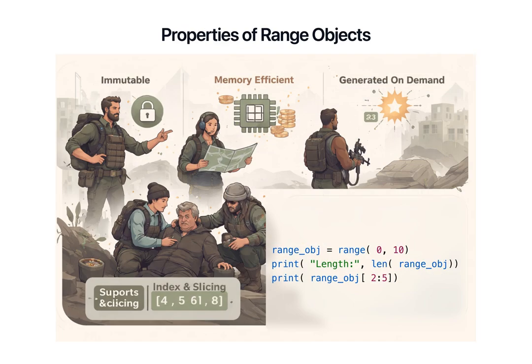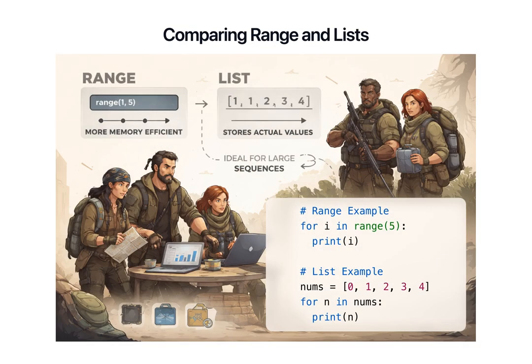Range objects are immutable and memory efficient, as they generate numbers on demand. They support indexing and slicing, making them versatile for various operations. While range objects are similar to lists, they are more memory efficient as they do not store values directly. Range is ideal for handling large sequences where memory usage is a concern.